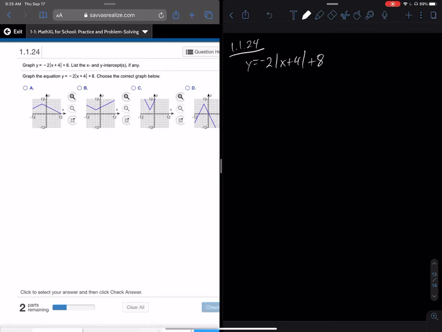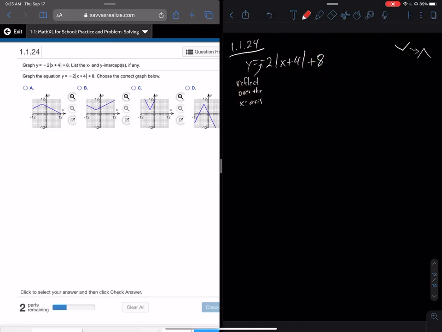So first thing I look at is this negative. That negative is going to tell me that my graph is going to reflect over the x-axis. So what that means is my graph normally looks like an absolute value, kind of like that V. It's going to be flipped upside down. So it's going to be more like an A shape than a V shape.